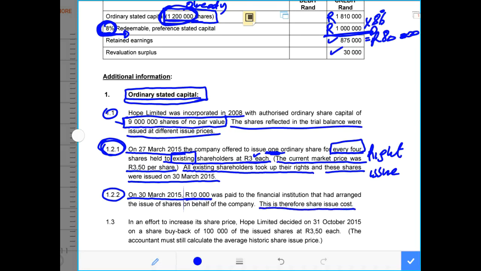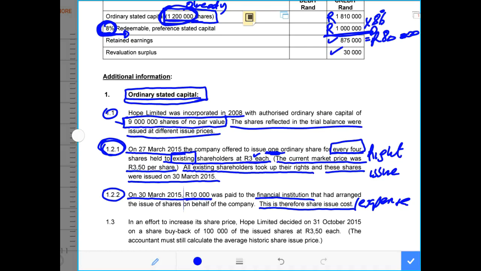That means the expense that was incurred to issue these shares and was paid to this financial institution company, now it was paid, then this will be share issue cost or share issue expense. In simple terms, if you remember that, you can call it share issue cost or share issue expense, the cost that we incur to issue these rights issue shares to the existing shareholders.